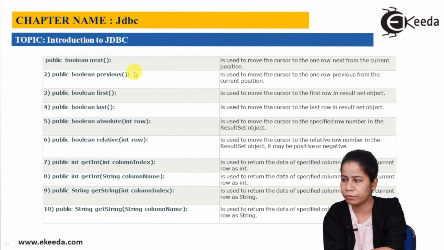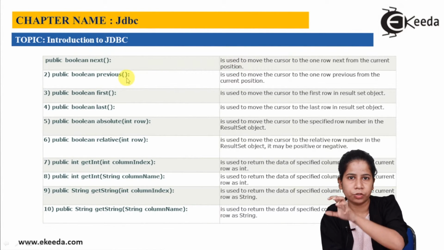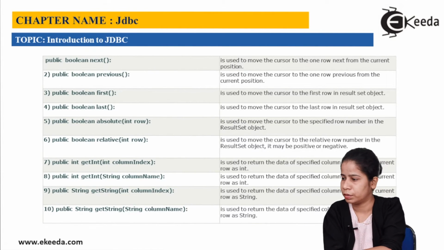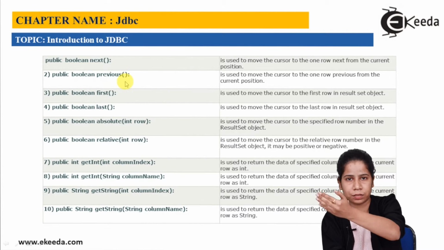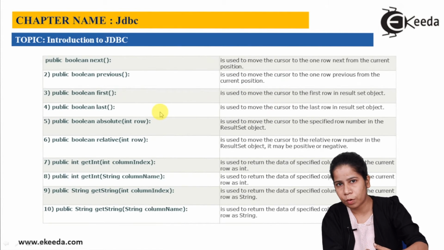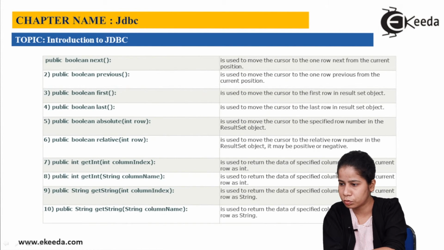Then previous: if you have made your result set scrollable in the forward as well as backward direction, then you can move to previous. You can make use of previous to move to the last row. So it is used to move the cursor one row previous from the current position. If I want to go to the top of the records, then you can go for the first method. Last goes to the bottom of the result set, so it goes to the last row of the result set.